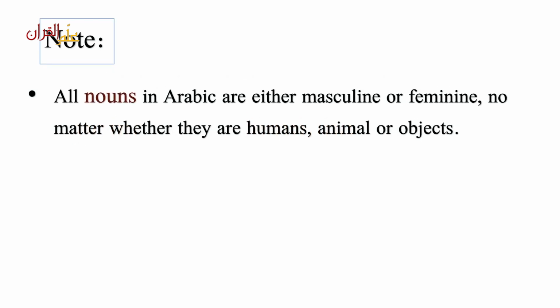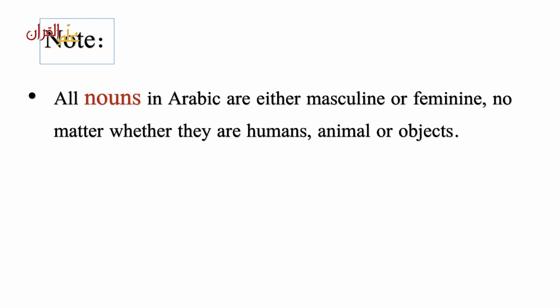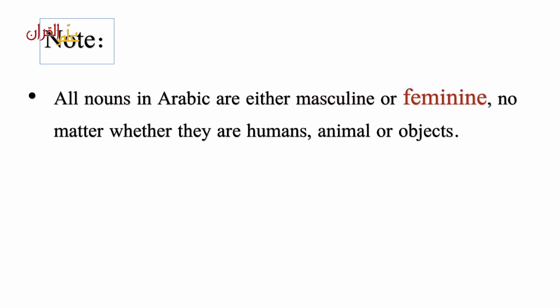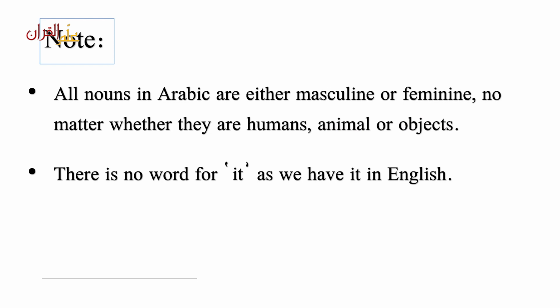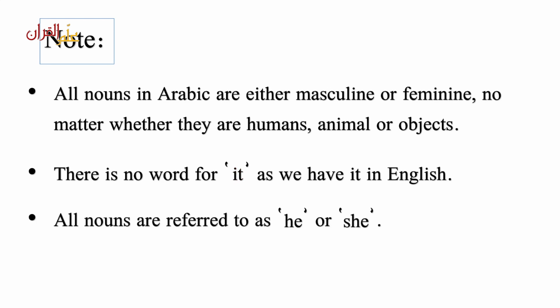Note to remember that all nouns in Arabic are either masculine or feminine, no matter whether they are humans, animals, or objects. And one more thing, that in Arabic there is no word for it as we have it in English. All nouns are referred to as he or she. So remember, there is no word in Arabic for it. We use he or she.